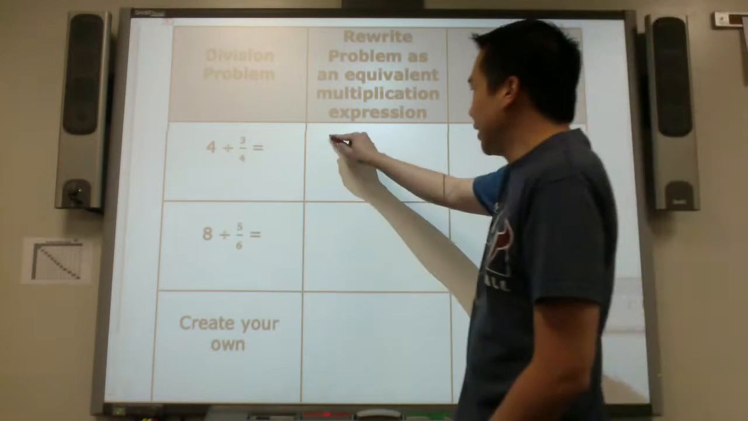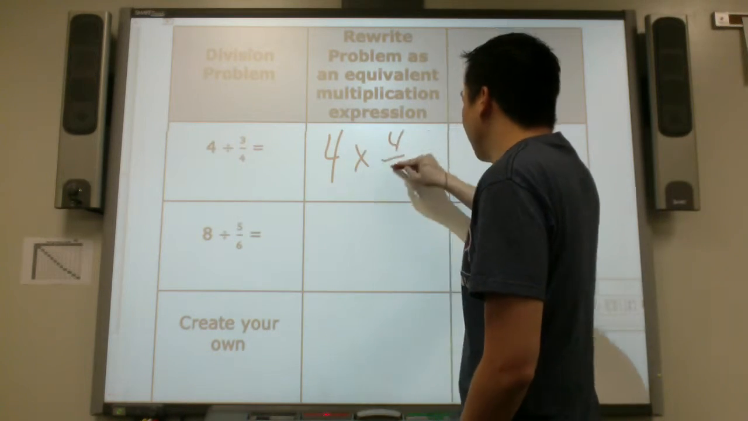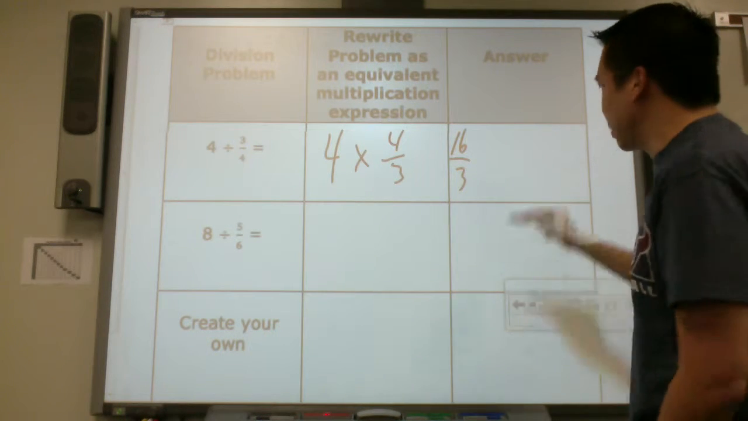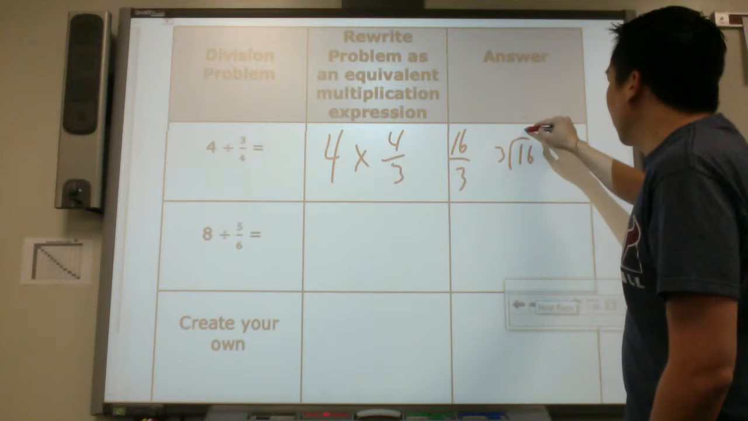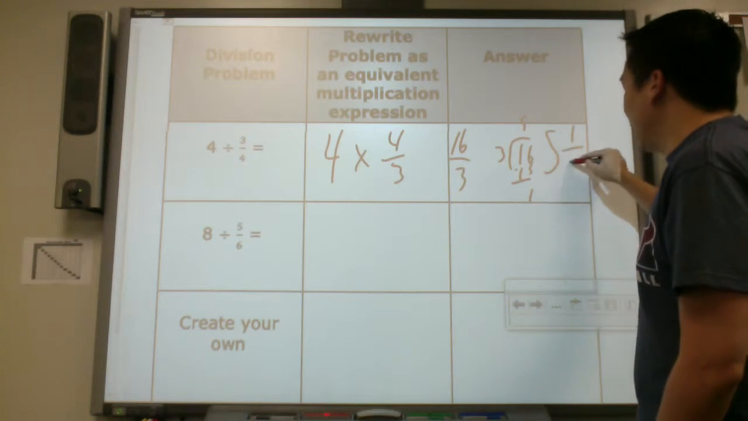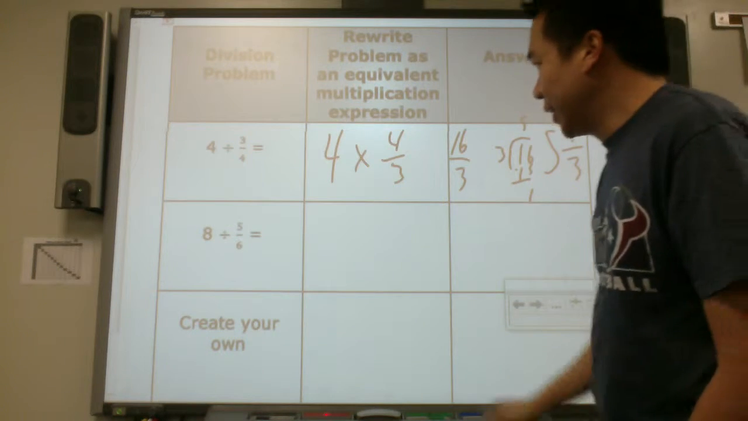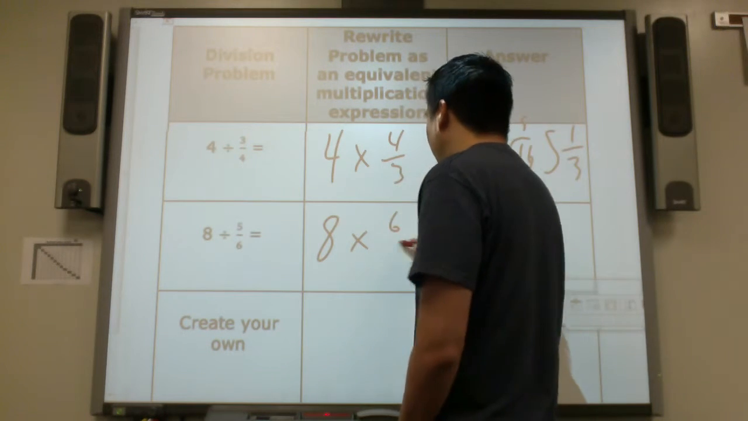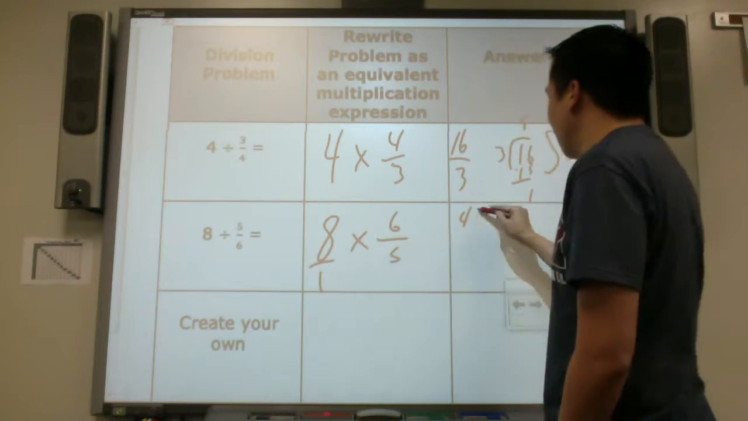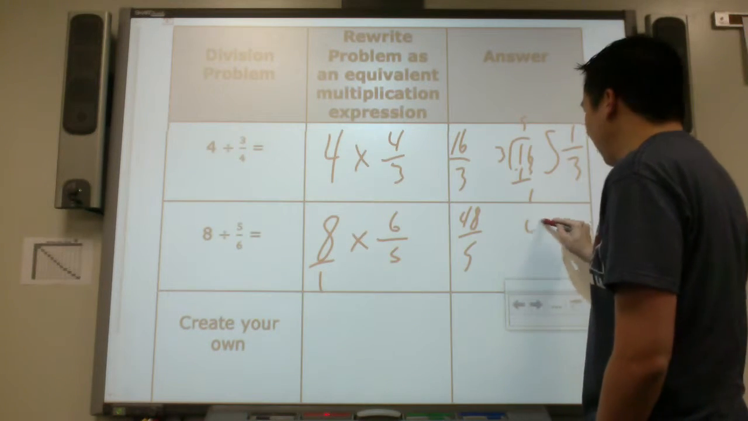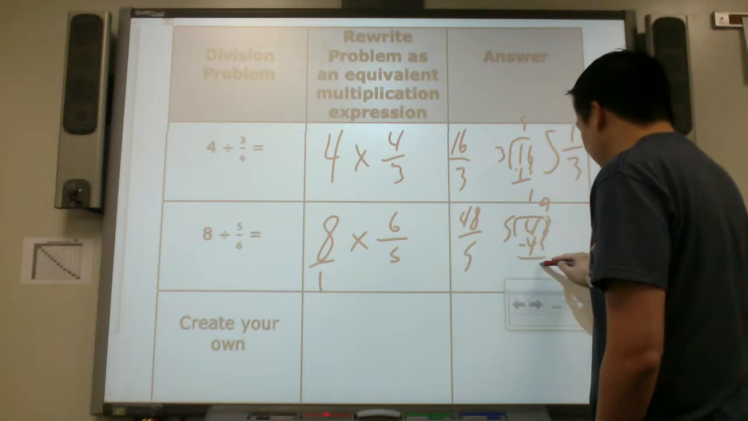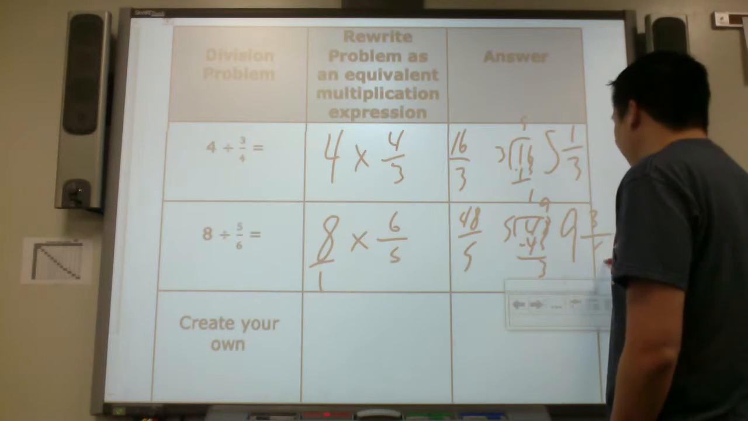Next one. Keep, change, flip. That is 16 over 3. That is not acceptable. Divide it. It goes in 5 times, remainder 1, so 5 and 1/3. Keep, change, flip. 8 times 6 is 48. Oh, I'm going to do Team Ethan. 48 over 5. How many 5s go in 48? It goes in 9 times. Remainder is 3, so 9 and 3/5.